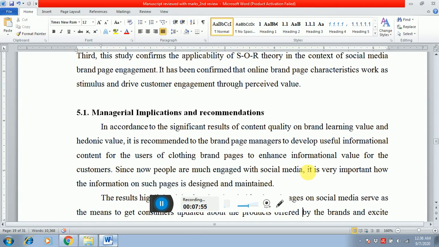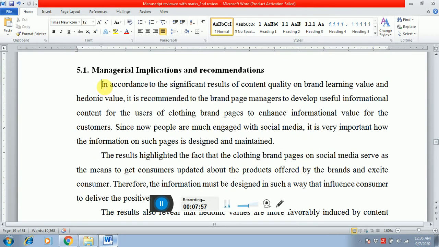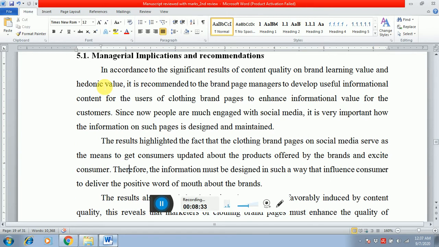You can see it is written that in accordance with the significant results of content quality on brand learning value and hedonic value, it is recommended that brand page managers develop useful informational content for the users of clothing brand pages to enhance informational value for the customers. Since people are now much engaged with social media, it is very important how the information on such pages is designed and maintained. After this, the study highlights the fact that clothing brand pages on social media serve as a means to get customers updated about the products offered by the brands and to excite consumers.